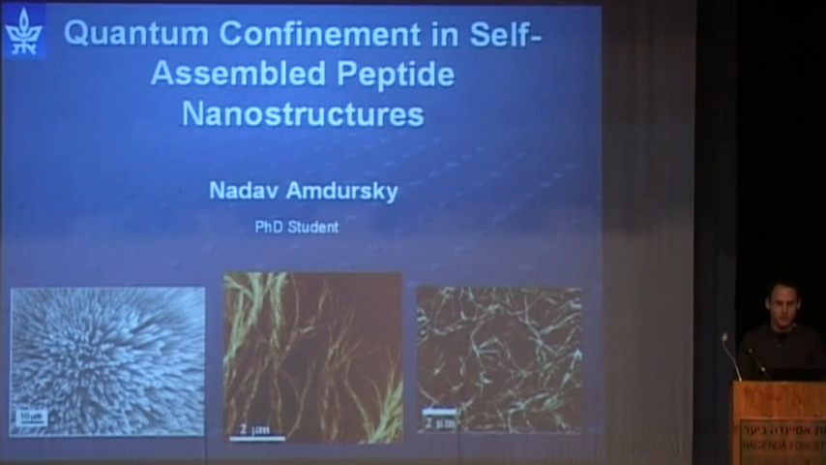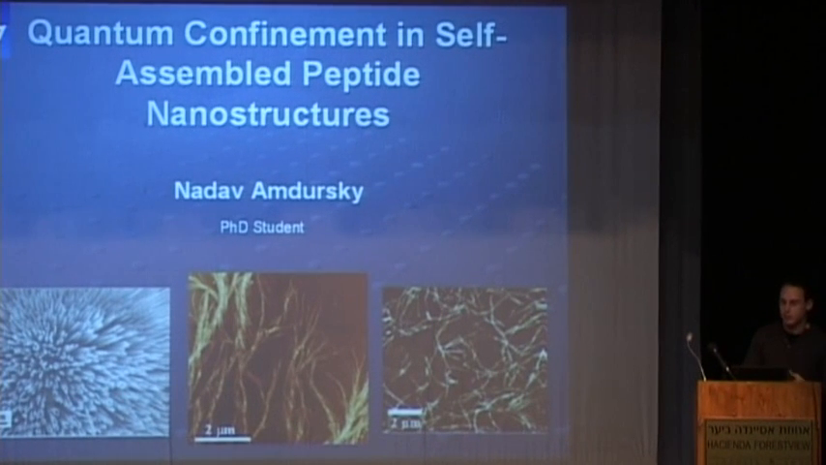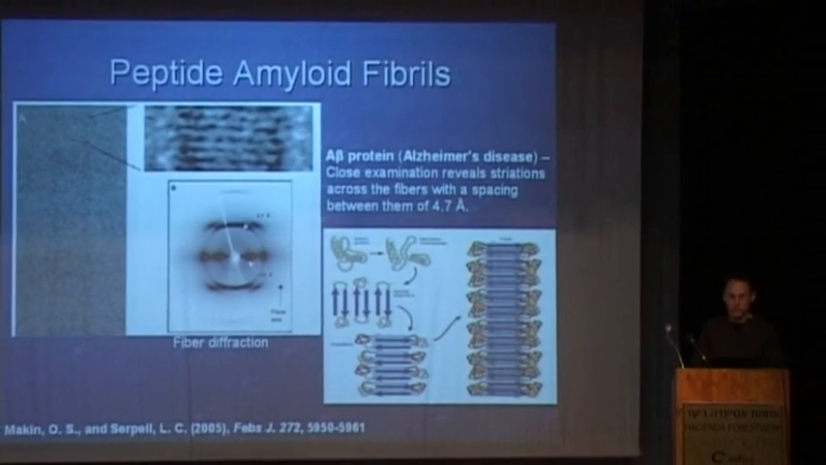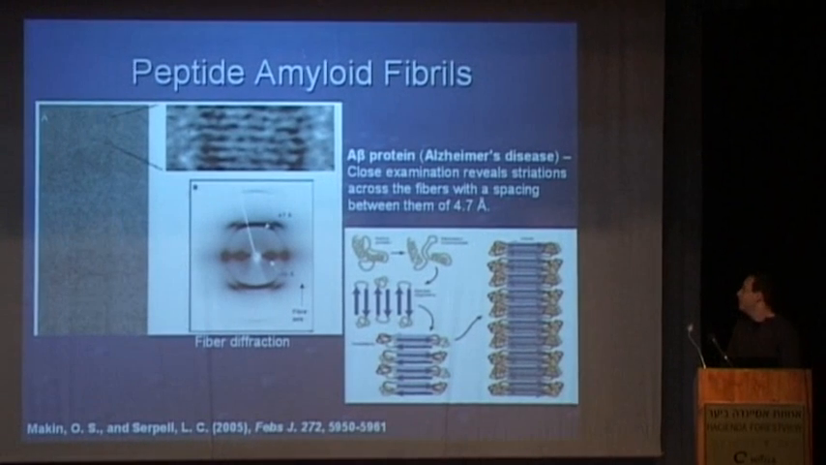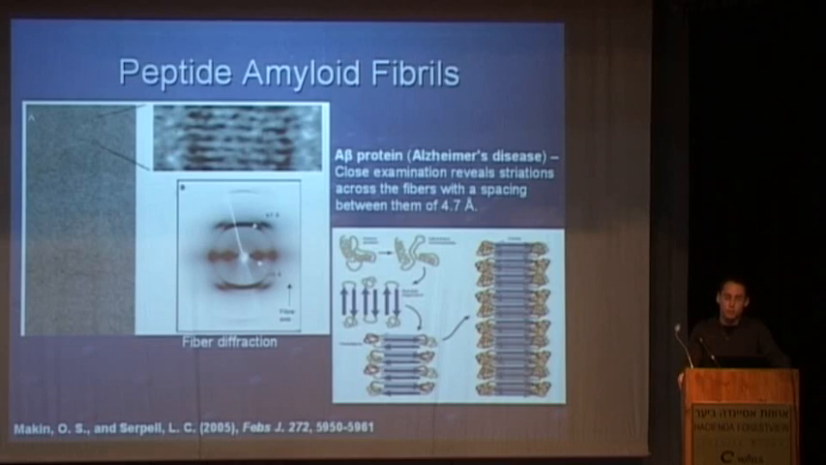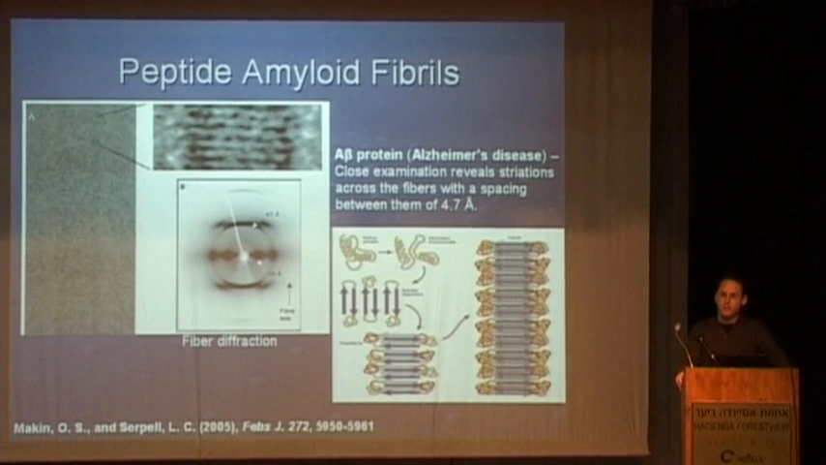So I'll begin my story about quantum confinement effects in self-assembled peptide nanostructures and proteins. And we will start with biology. The story starts with biology, with peptide amyloid fibrils. We know today there are more or less 20 amyloid diseases, and one of the most characteristic features of them is the creation of amyloid fibrils.